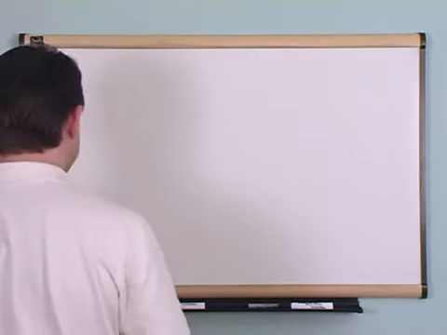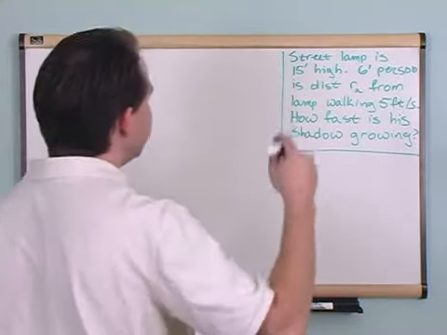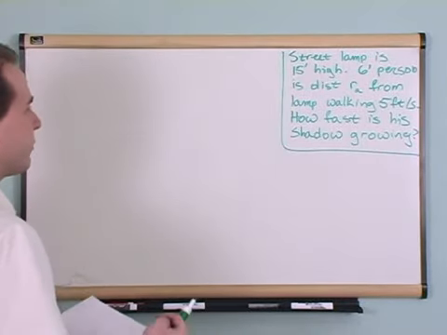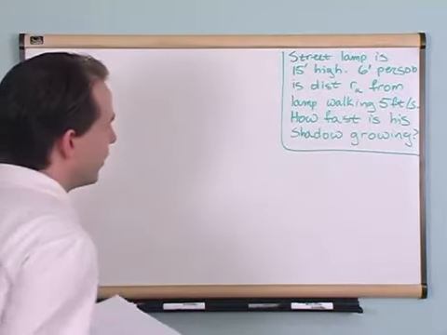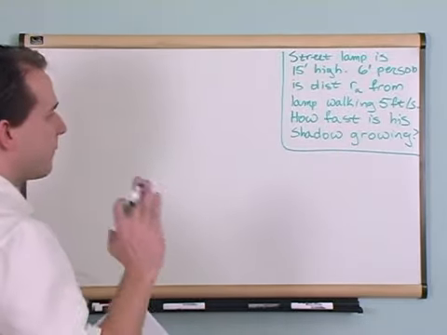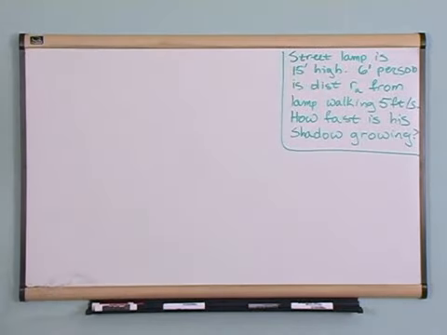Now here's a problem that's kind of interesting. You have a street lamp, a big light like on the side of the road, and it's 15 feet high. Then you have a 6-foot person some distance away from the base of the lamp, some distance RA, it's unknown, and that person is walking away from the lamp at 5 feet per second. So he's walking away. How fast is his shadow growing? Okay, at that point. How fast is his shadow growing?